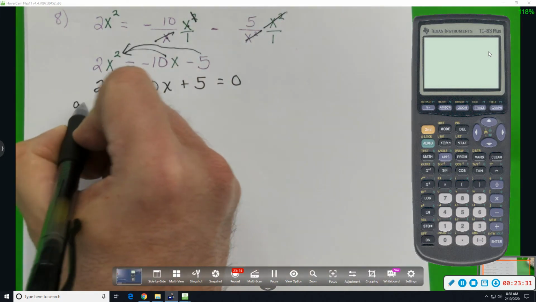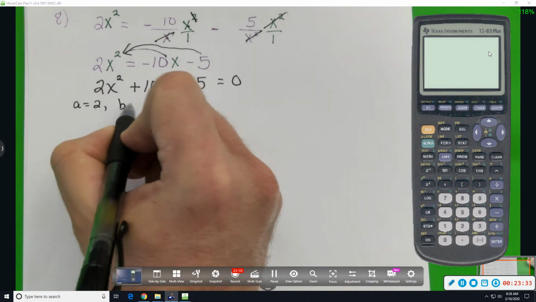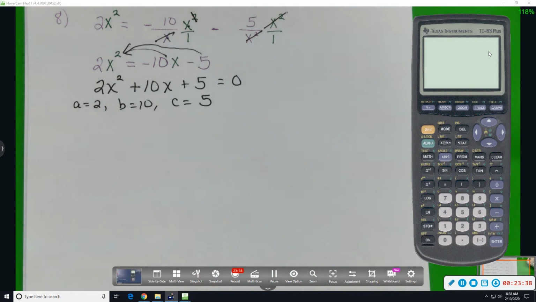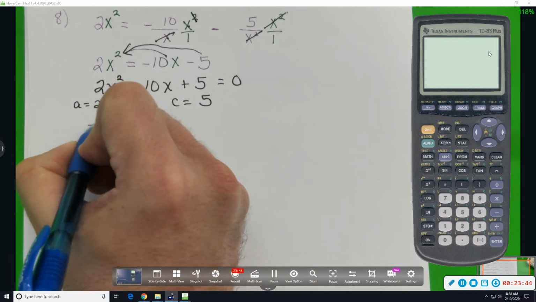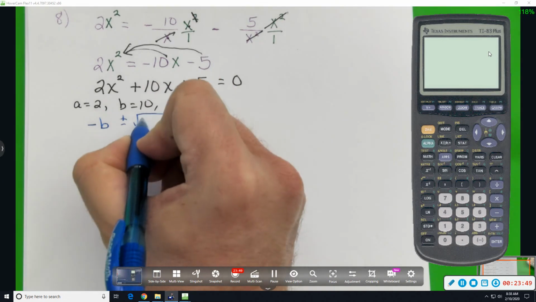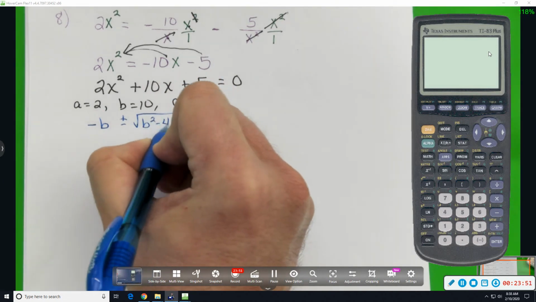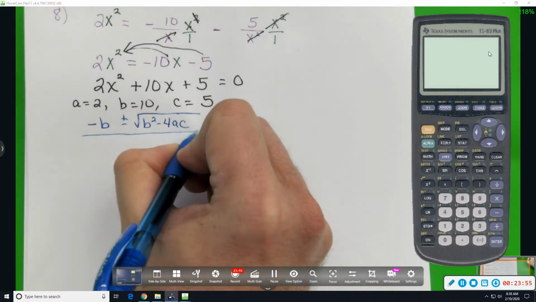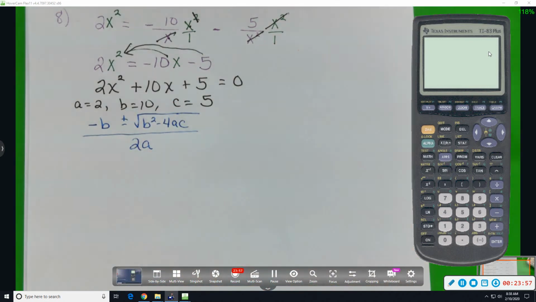Now, a equals 2, b equals 10, c equals 5. I'll write down the quadratic formula: negative b plus or minus the square root of b squared minus 4ac all over 2a. In two days you'll want to have that memorized, at least for a few minutes, to write it down on your test once you get it.